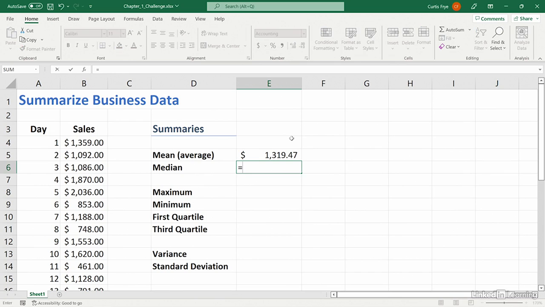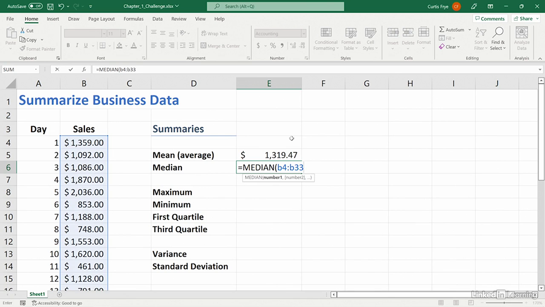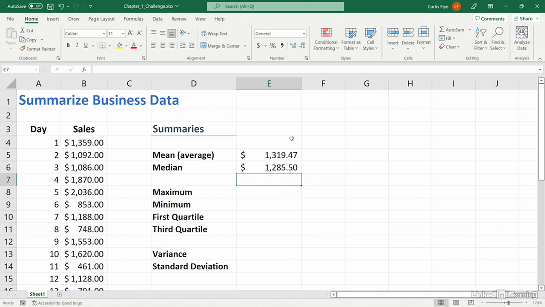So in E6, I'll type an equal sign, and median is the function. B4 through B33, right parentheses, and enter. And we see that the median is $1,285.50. And that's very close to the mean. So that tells me that we don't have any outlying values. There are no extremely large or extremely small numbers in the data set.